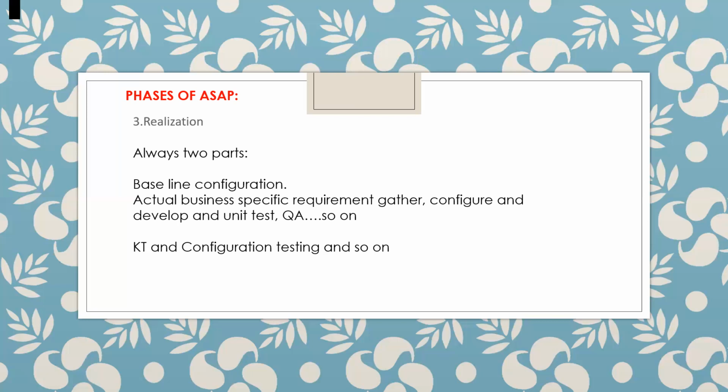Different kinds of documents will be there: functional specifications, technical specifications. At QA level, you will have different test cases, and all these things will be handled in this realization phase, while the actual project continues. In this realization phase, what exactly happens is unit testing and quality assurance testing. I'll try to explain that in my next video with a landscape, how it works. And you have KT, knowledge transfers, configuration testing, and functional testing.